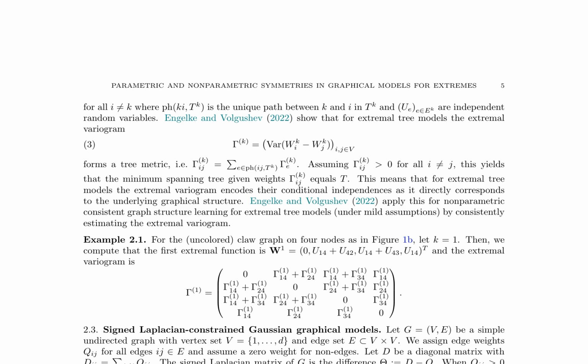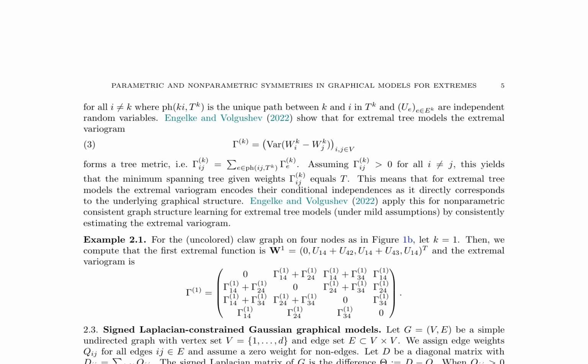Extremal tree models are graphical models for multivariate extreme value distributions. They are based on the extremal variogram, which forms a tree metric encoding conditional independences within the model. This property allows for nonparametric consistent graph structure learning under mild assumptions. For instance, an uncolored claw graph on 4 nodes illustrates how to compute the first extremal function and its corresponding extremal variogram.